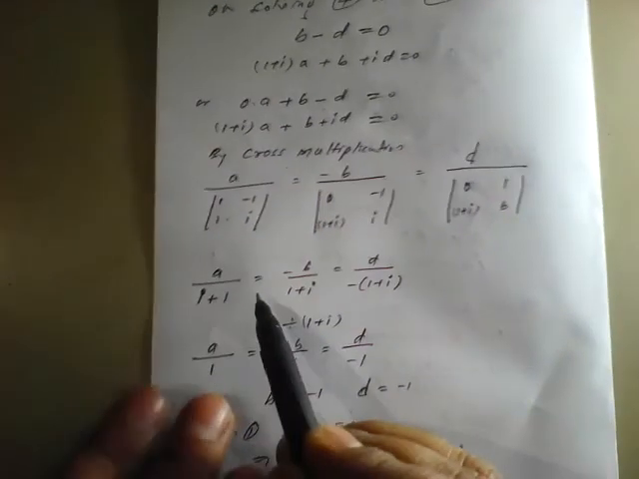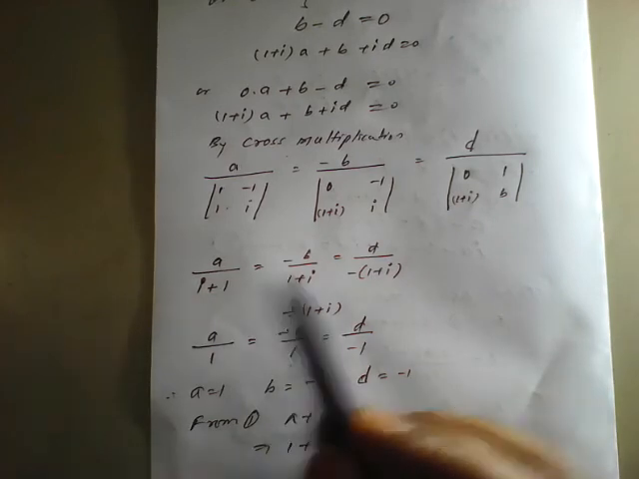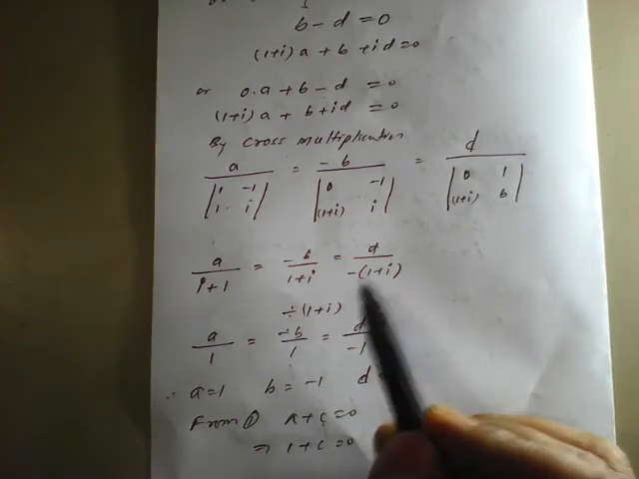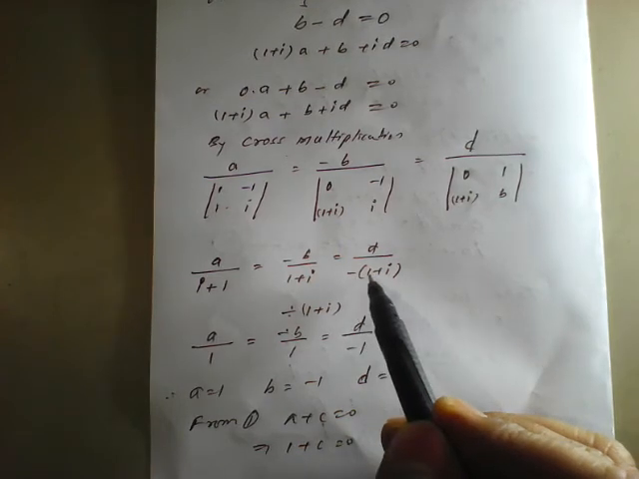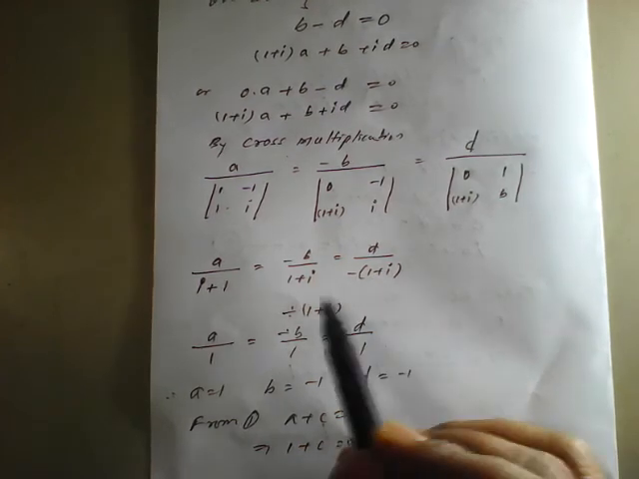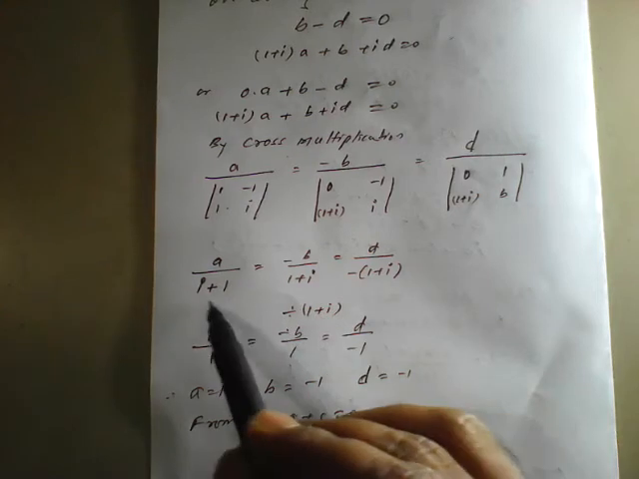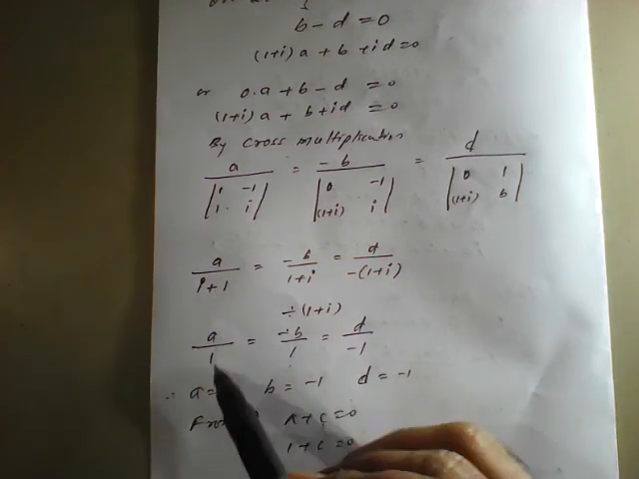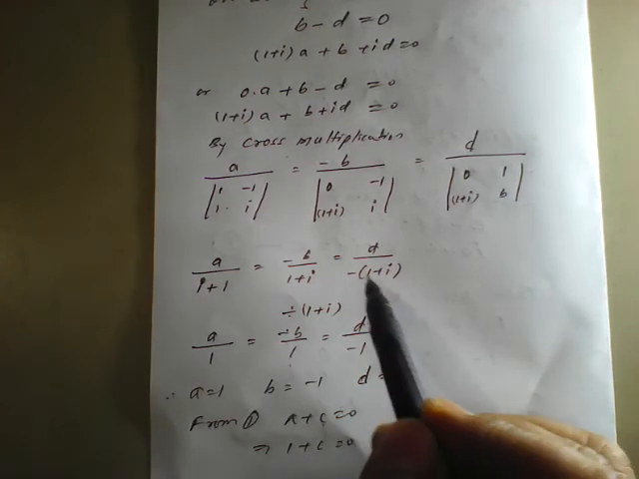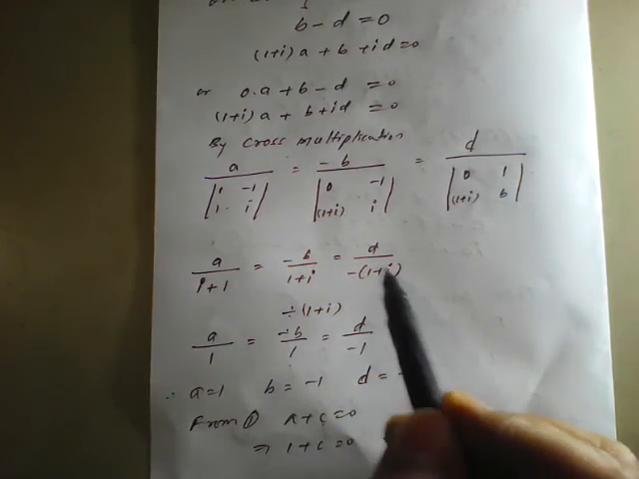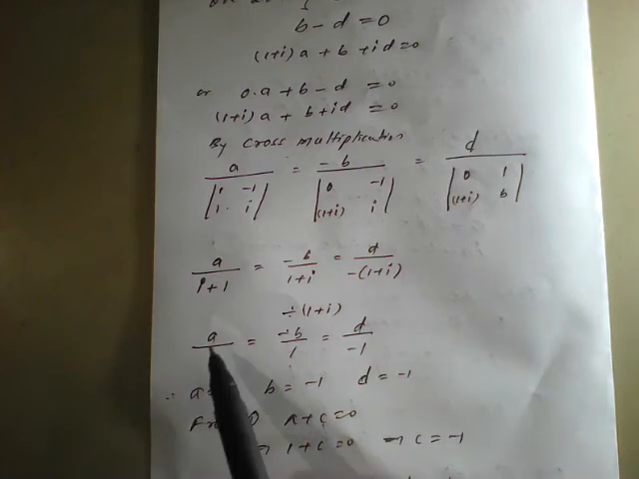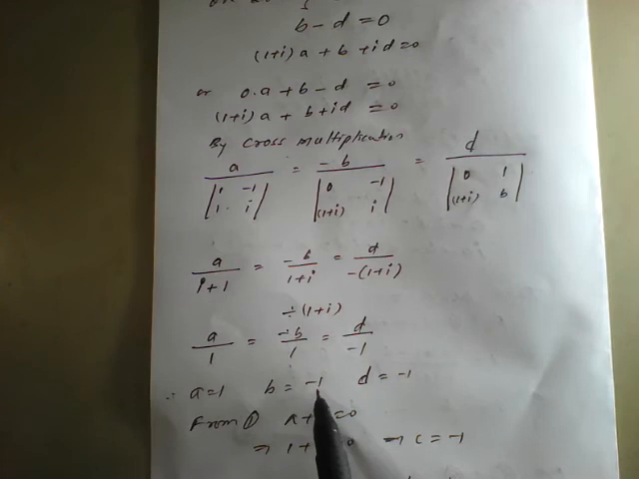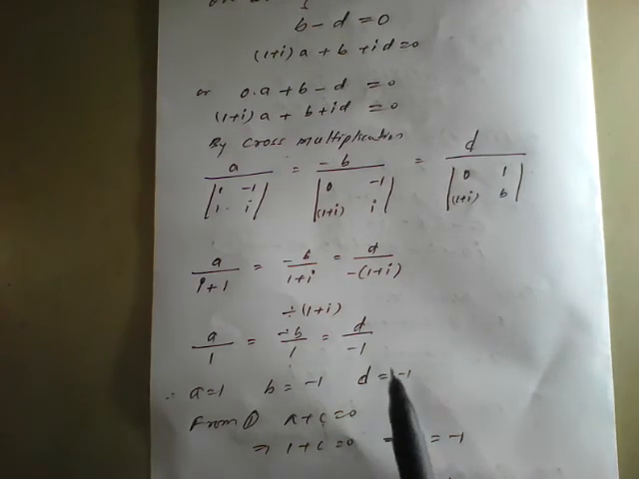So on simplification we will get a upon i plus 1 equal to minus b upon 1 plus i and d upon minus bracket 1 plus i. So you divide both sides by this 1 plus i. If you divide this by 1 plus i, we will get 1. Here also 1. Here, because of this minus outside, this is also 1. So therefore the value of a is 1, the value of b, because of this minus sign, will be minus 1, and d is minus 1.